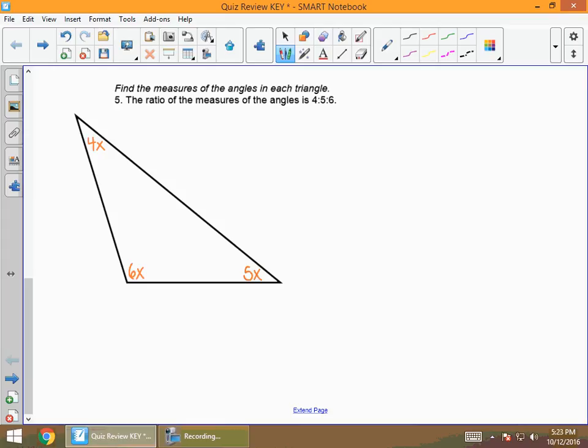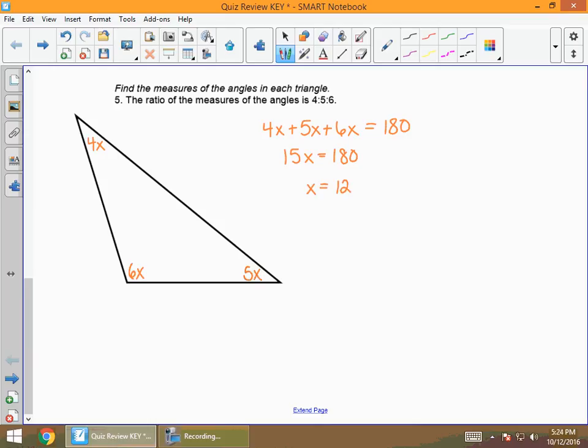So I do know this about the sum of the interior angles of a triangle. If I add these all up, it has to add up to 180 degrees. So 4x plus 5x plus 6x has to add up to 180 degrees, because the sum of the interior angles of a triangle is 180 degrees. So that is 15x equals 180. And if I do 180 divided by 15, you'll find out that x is 12.